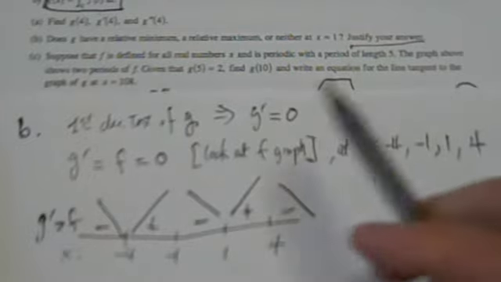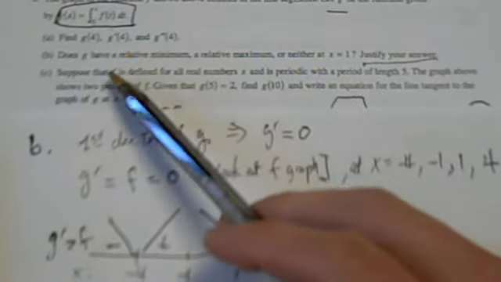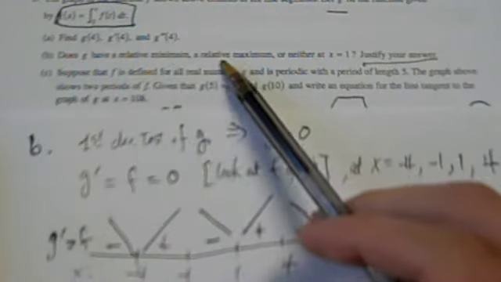So the question here says, does g have a relative minimum, relative maximum, or neither at x equal to 1? You take a look at the graph right here. Well, it seems that at x equal to 1, g has a relative minimum. Right? g has a relative minimum. And that's it. This is the answer, and this is the justification. And you're done with part B.